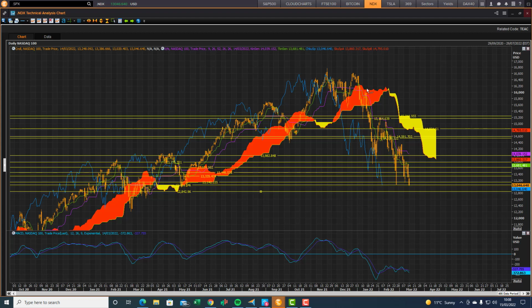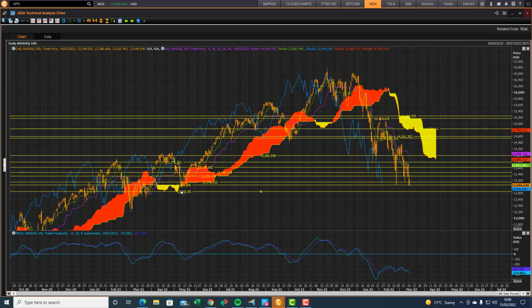Now we've had plenty of sell signals up the top of the cloud here, and the last major sell signal was when it sliced through the bottom end of the cloud here, and it's just never recovered. So for the Nasdaq to be back in a bull market, we need to be back above the top end of the cloud here.